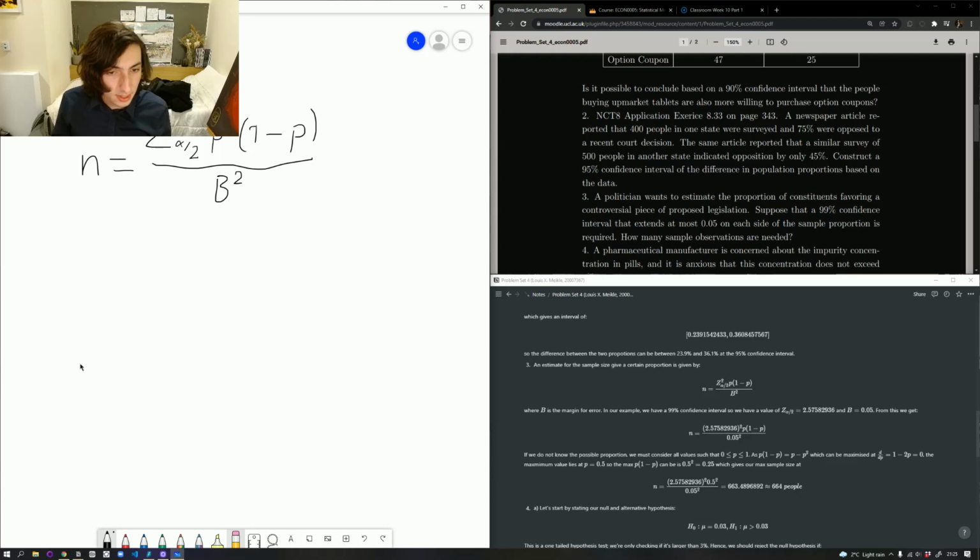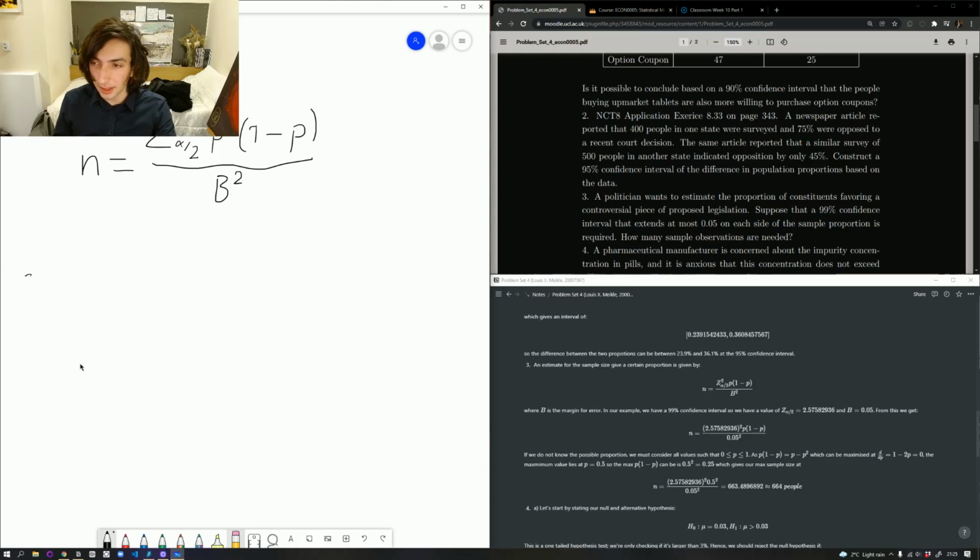P here is the proportion. Yes, this is proportion. Let me just double check here. Yeah, oh yeah, we don't know what P is. But B we do know. So far, let's first of all start off with that.